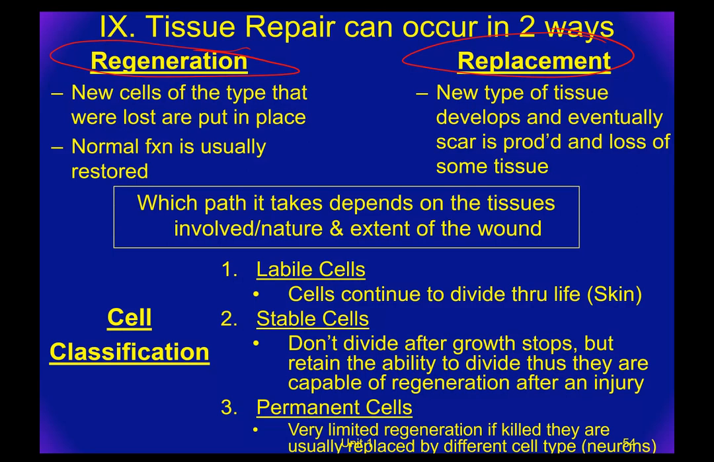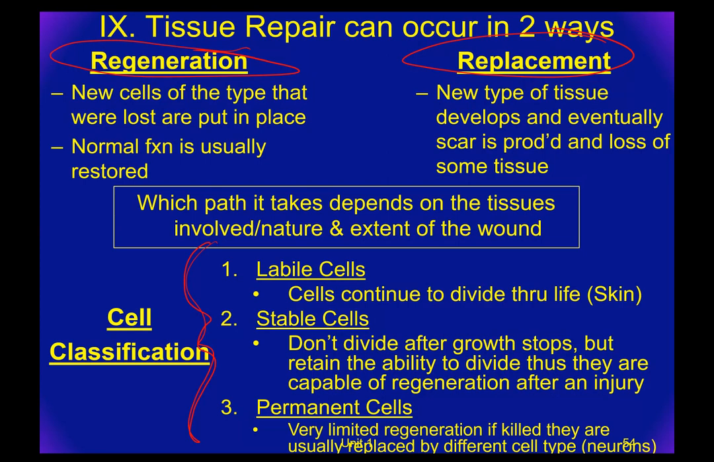Replacement is different. Replacement means that we are going to put a new type of tissue. We're not going to put the same thing back. We're going to put something like scar tissue back. And depending on how bad the injury is, with scar tissue, sometimes you don't get function restored. Which path it takes depends on which tissue is involved, and that has to do with these cell classifications down here.